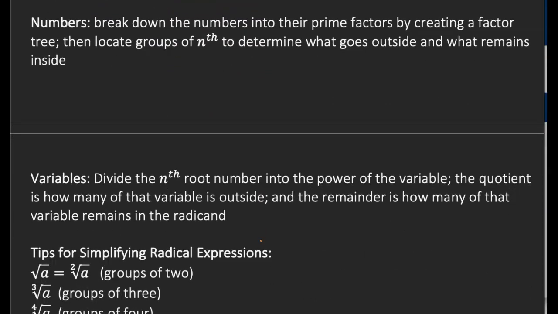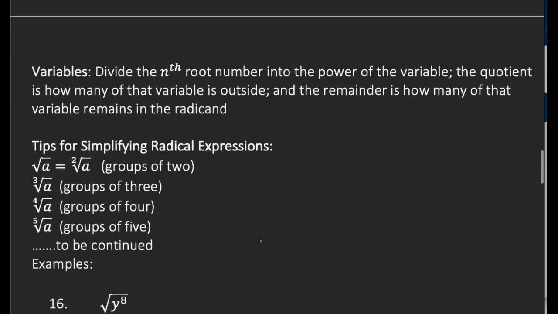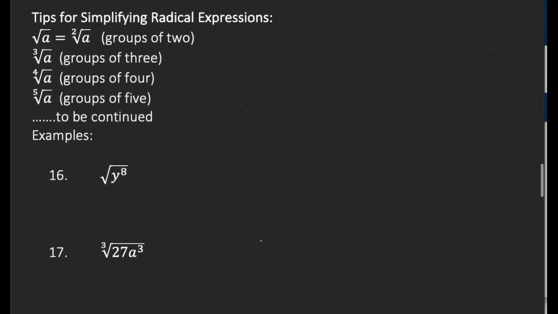Now, there will be times where whatever is inside the square root or cube root, whatever is inside the radical, is not perfect. And we need to simplify that. All right? Always keep in mind grouping based on the index. Okay? So we have this example here, y to the 8th.